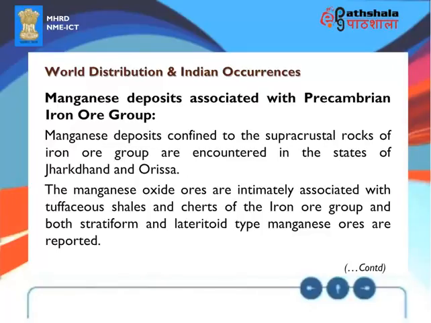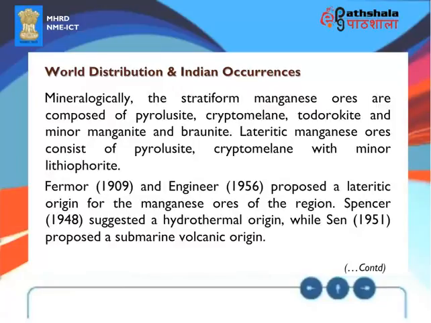Manganese deposits associated with Precambrian iron ore group. Manganese deposits confined to the supracrustal rocks of iron ore group are encountered in the states of Jharkhand and Orissa. The manganese oxide ores are intimately associated with tufaceous shales and cherts of the iron ore group, and both stratiform and lateritoid type manganese ores are reported. Mineralogically, the stratiform manganese ores are composed of pyrolusite, cryptomelane, todorokite, and minor manganite and braunite. Lateritic manganese ores consist of pyrolusite, cryptomelane, with minor lithiophorite.